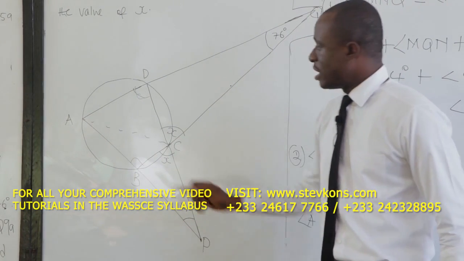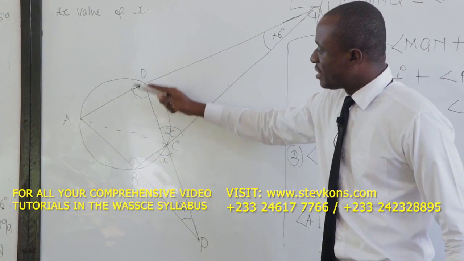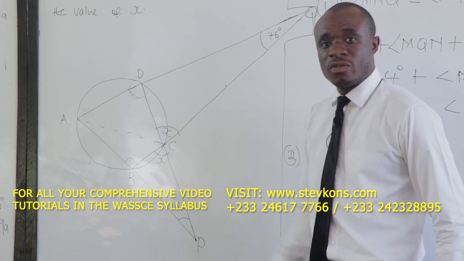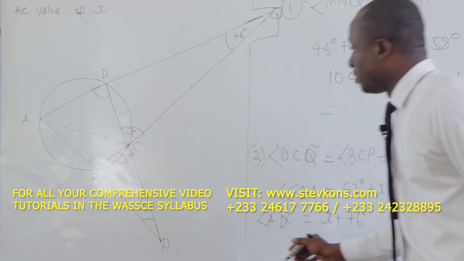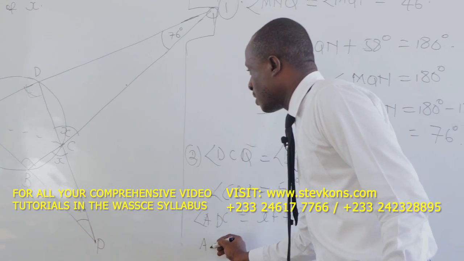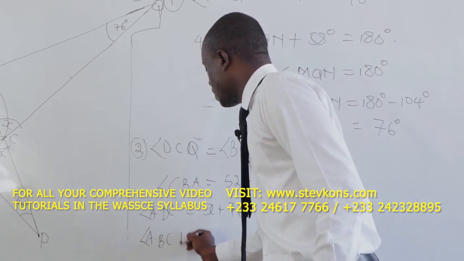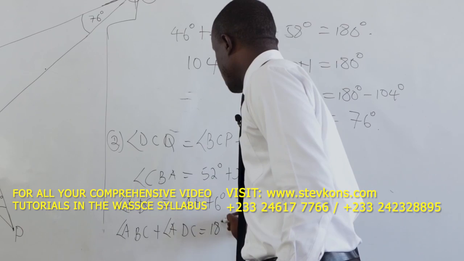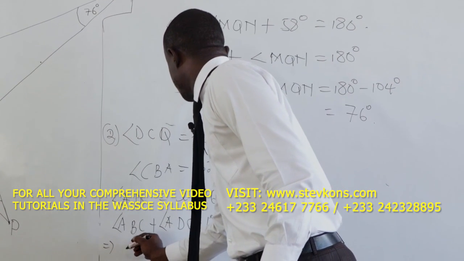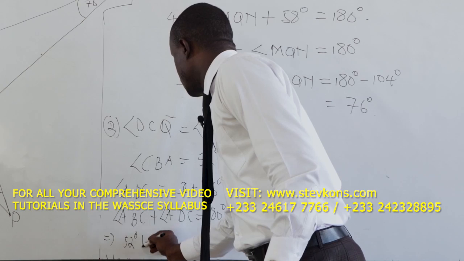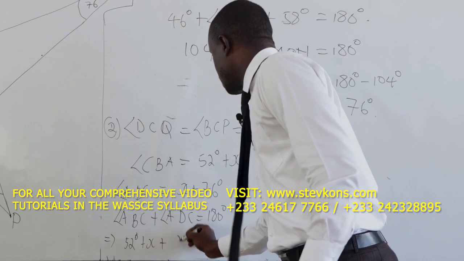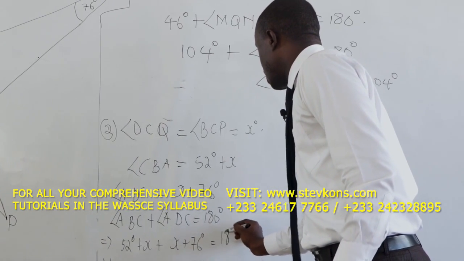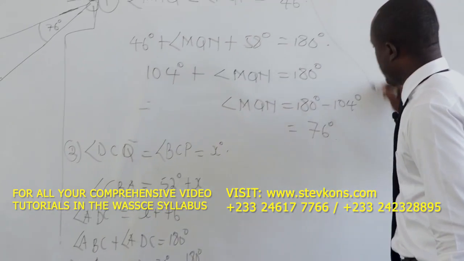Now, we can consider AC as a chord. And if AC is a chord, the sum of the opposite angles at the circumference is equal to 180. So the angle here plus the angle over here equal to 180 degrees. So you can say that ABC plus ADC is equal to 180 degrees. And this implies that 52 degrees plus X, and then plus the ADC, which is X plus 76 degrees, is equal to 180 degrees.